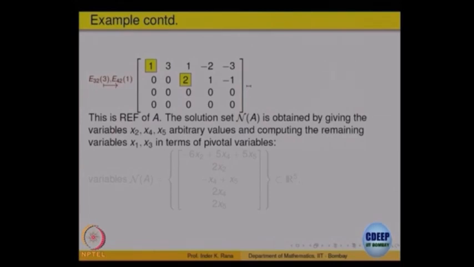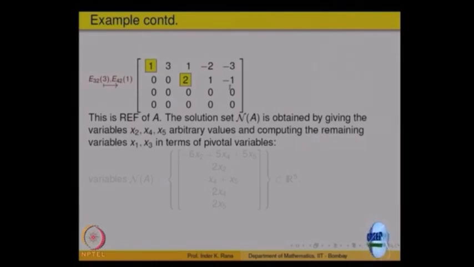Remember, when solving the equations, if n is the number of variables and r is the rank, then the number of independent variables which get arbitrary values is n minus r. And what are those variables? They are precisely the non-pivotal variables. Here, what are the pivotal variables? x1 and x3. So, x1 and x3 will be computed in terms of the non-pivotal variables, that is x2, x4 and x5. And how are they computed?